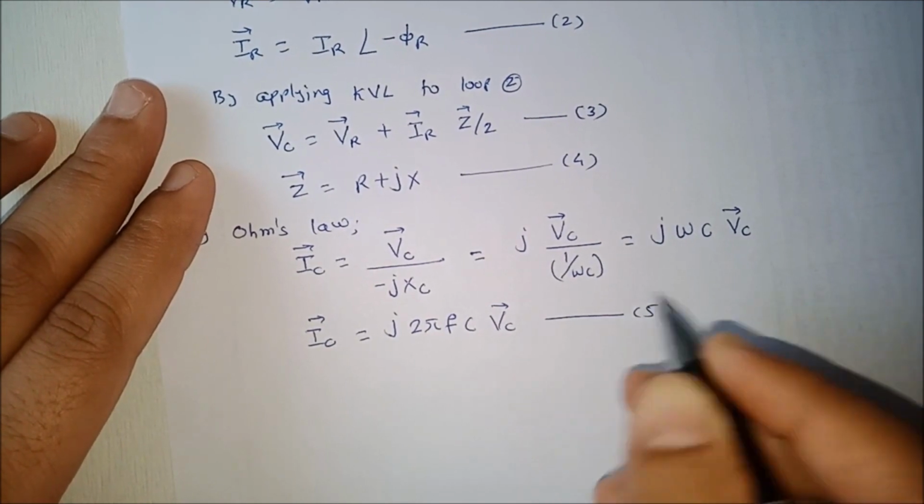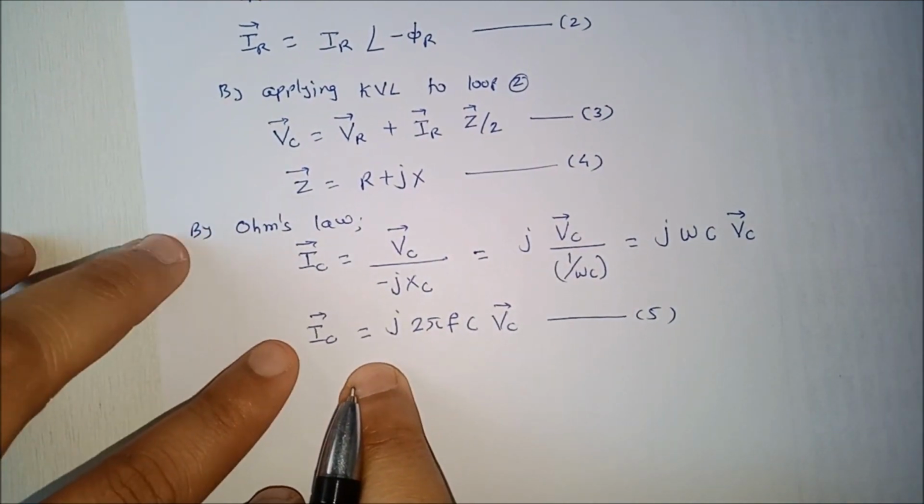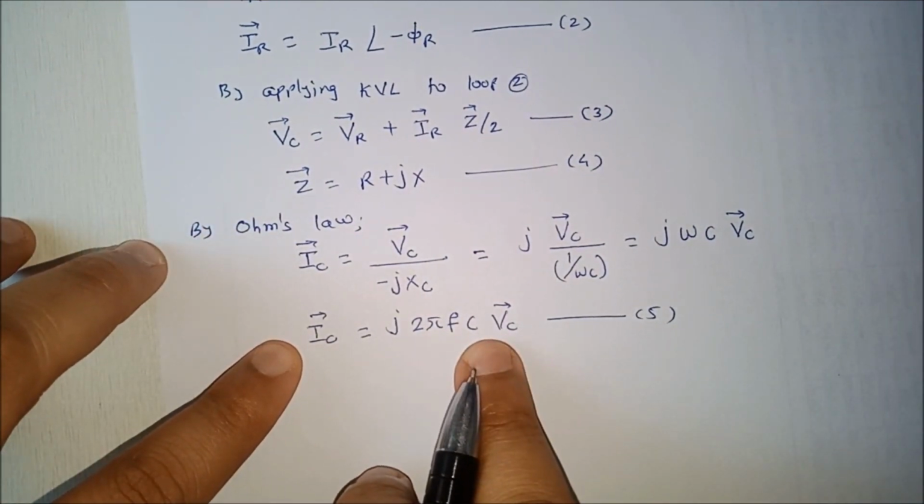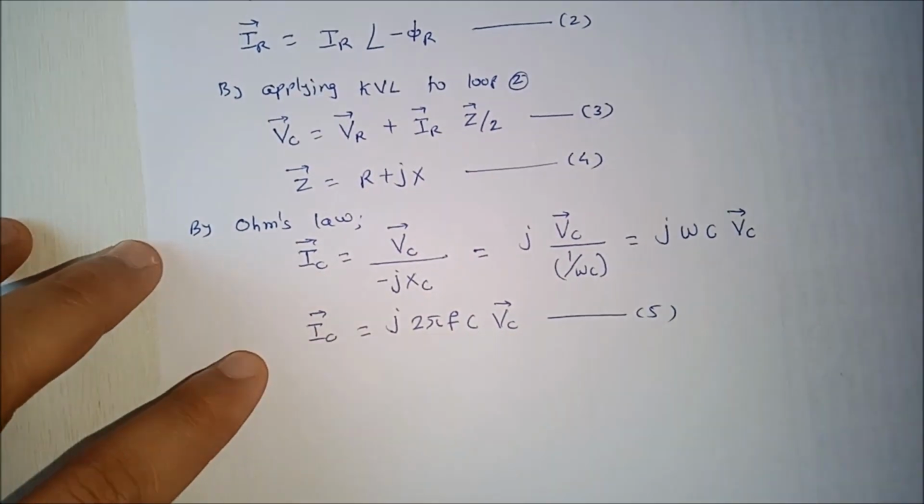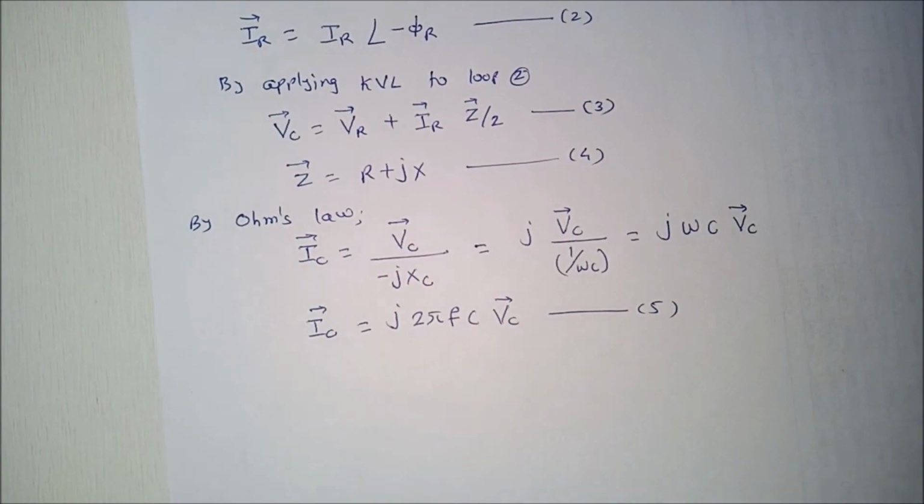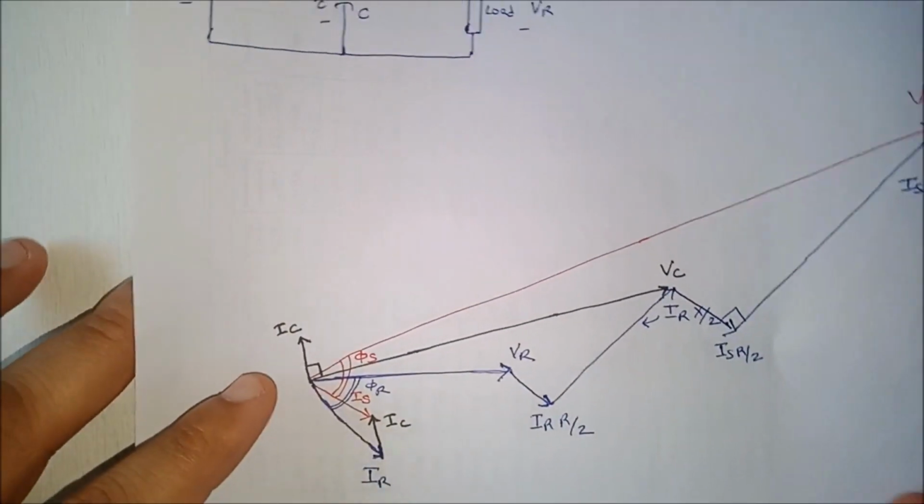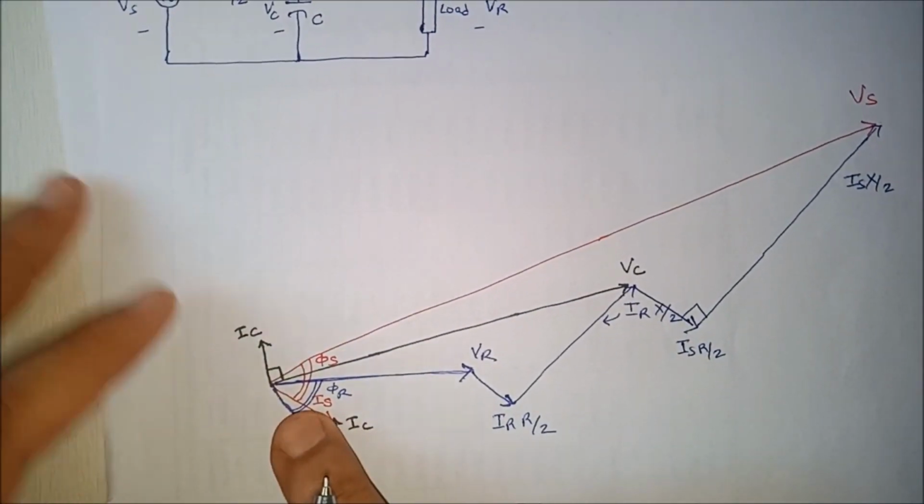Okay, so that is equation number 5. Current flowing through the capacitor will lead the voltage across the capacitor by 90 degrees, because there is a plus j. Clear? So we have obtained the IC. After obtaining the IC, what is the next step that we have done? Once we obtain the IC, what can we obtain?